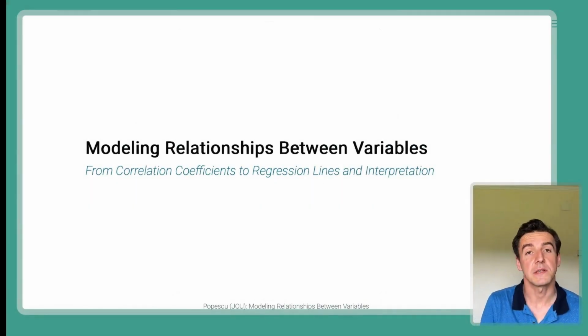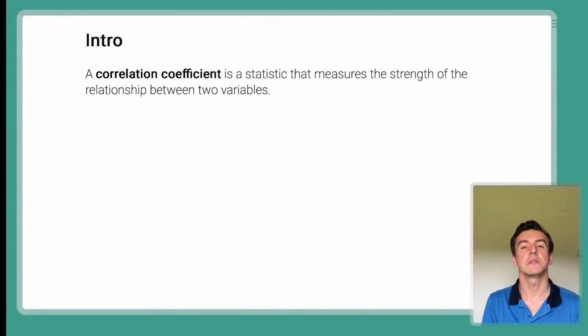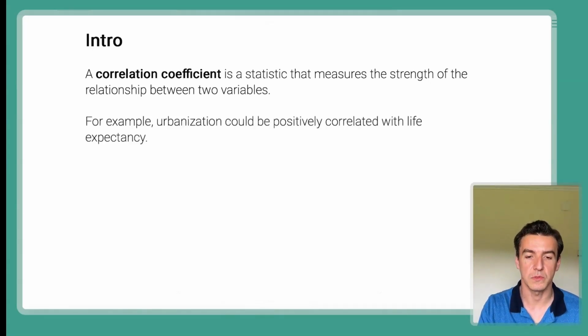Okay, today we're discussing modeling relationships between variables. We're going to discuss the concept of correlation, how to do a simple linear regression, and how to interpret a regression outcome. So it's important to define what a correlation is. A correlation coefficient is a type of statistic that measures the strength of the relationship between two variables.